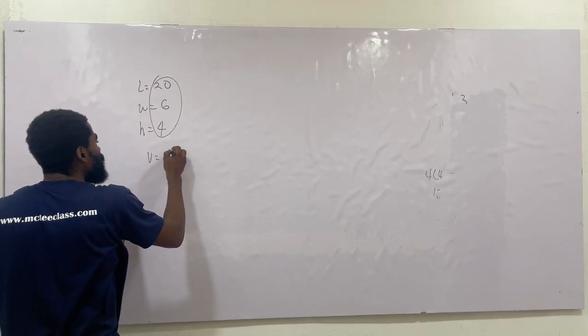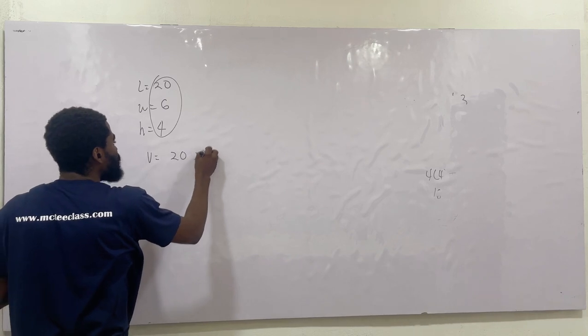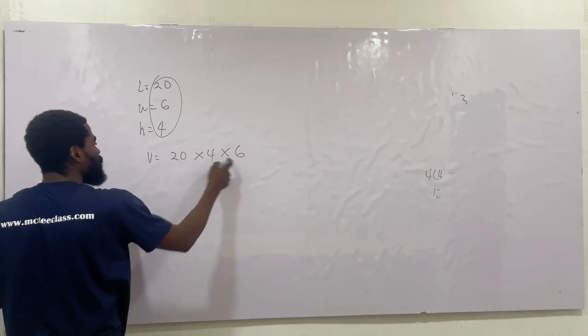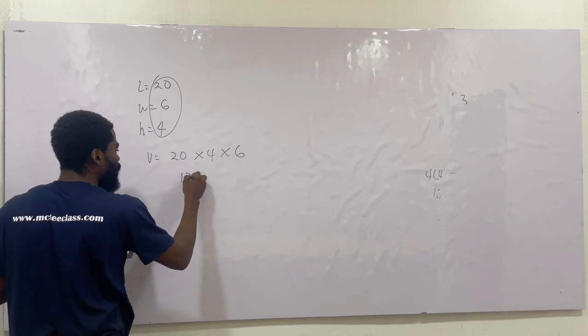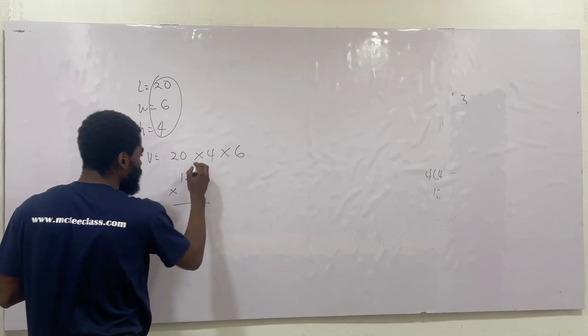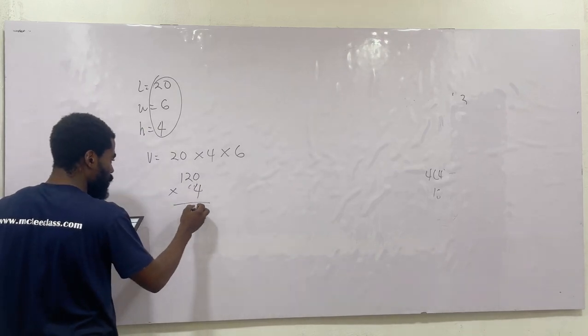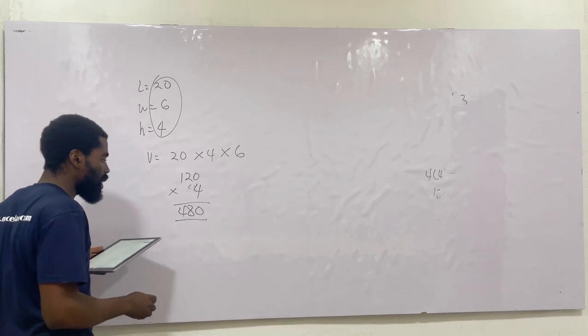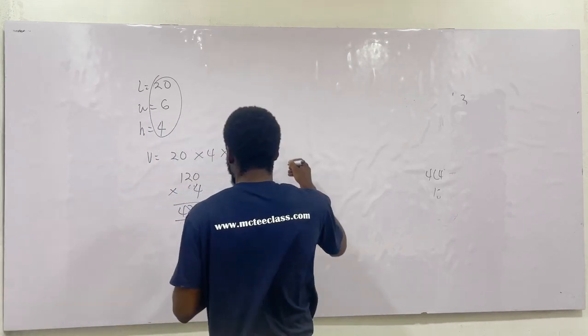The volume of our cuboid equals what? Equals 20 times 4 times what? 6. Now, 20 by 6 will give me what? So I get 120. So 120 times 4, and this will give me 480. Okay, so 480, let's go.